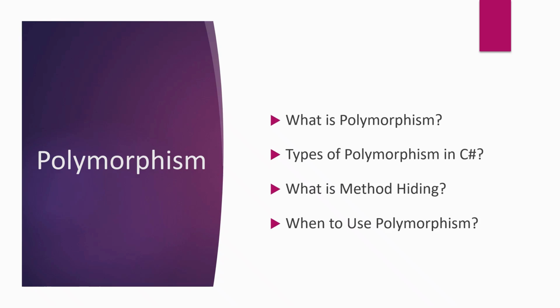In this video, we will see one of the main pillars of OOPS, polymorphism in C#. Let's make it super simple and clear. Here's what we're going to cover step by step. What is polymorphism? Types of polymorphism in C#. What is method hiding? When to use polymorphism?